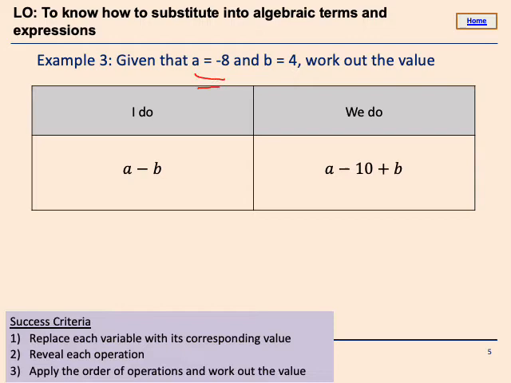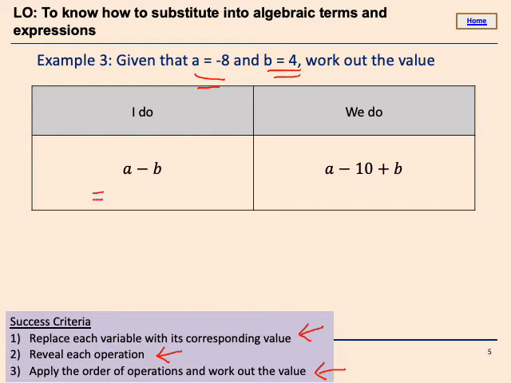Okay, so again, we have the same variables. So read the question. Given that a is equal to -8 and b is equal to 4, work out the value of the following. So success criteria: replace the variable with the value, then look to the operations, and then apply them in the order that BIDMAS dictates for us.